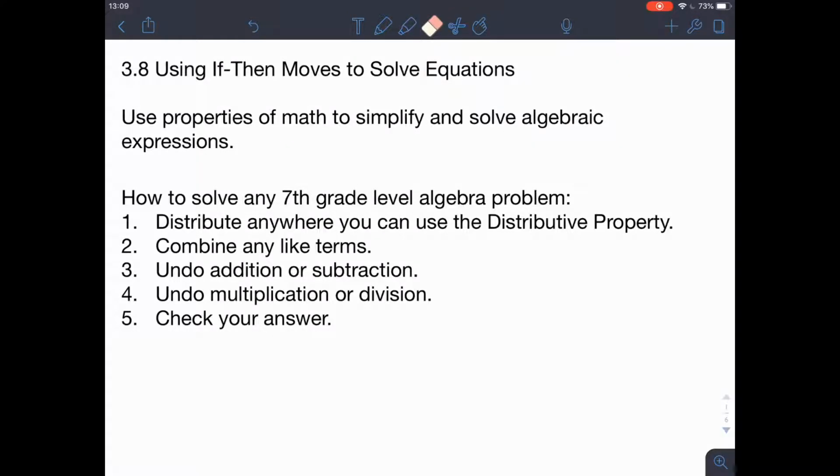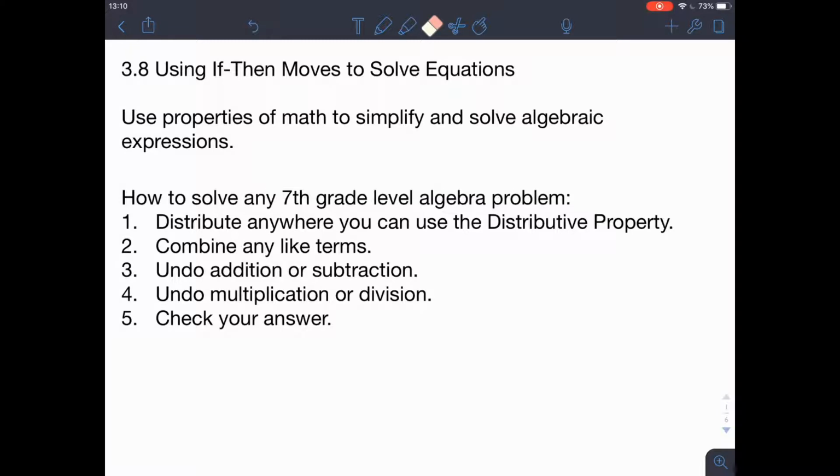Hello everyone, and welcome to 7th grade Math Module 3, Expressions and Equations. In this video, we're looking at Lesson 8, using if-then moves to solve equations. Our learning goal is to make sure we can use properties of math to simplify and solve algebraic expressions.